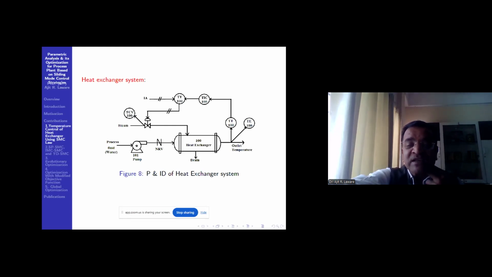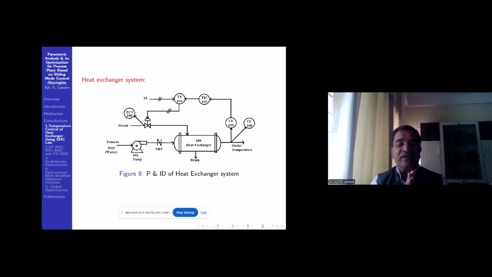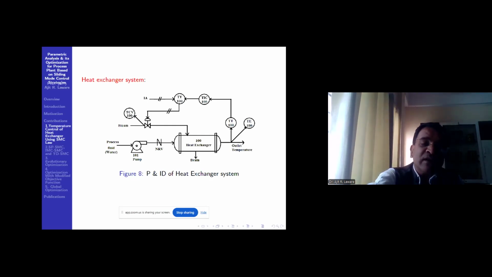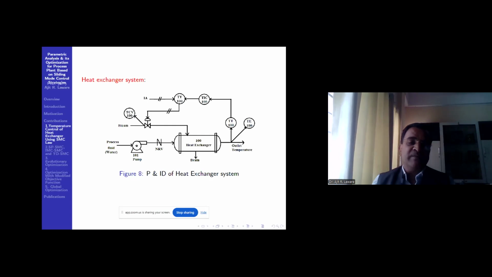TT is the temperature transmitter. TIC is the temperature indicator and controller. TY is the temperature converter over there. And this is the pneumatic valve, TCV, and IA is the instrument air here.